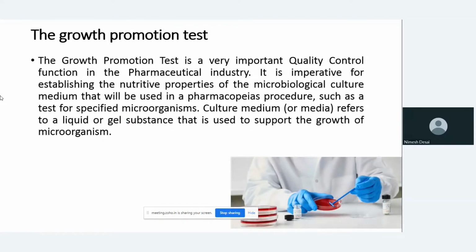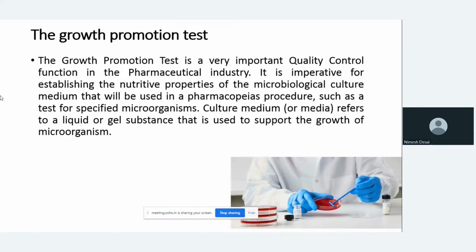But what kind of tests do we need to follow in the pharmaceutical industries? Right now we go one by one. What are the tests utilized in pharmaceutical microbiology? First of all, the growth promotion test. What is the growth promotion test? The growth promotion test is very important in the quality control function in the pharmaceutical industry. It is imperative for establishing the nutritive property of the microbiological culture medium that will be used in a pharmacopoeial procedure, such as the test for specified microorganisms.